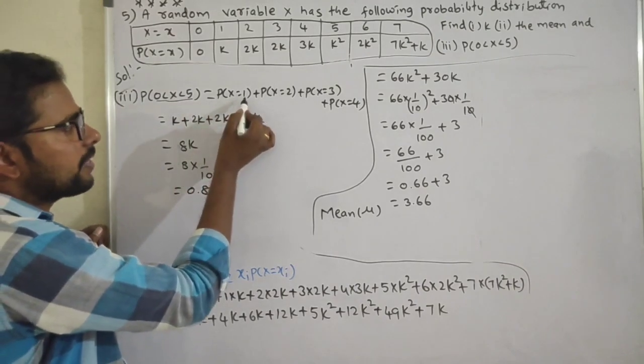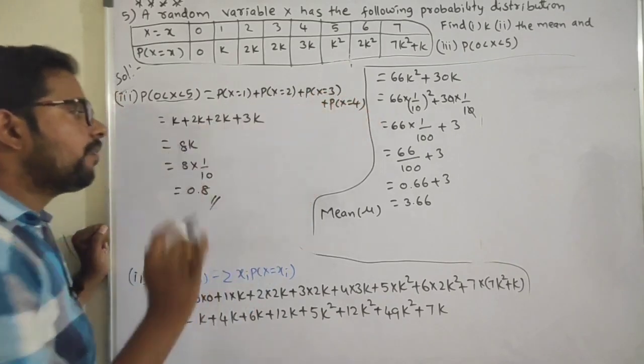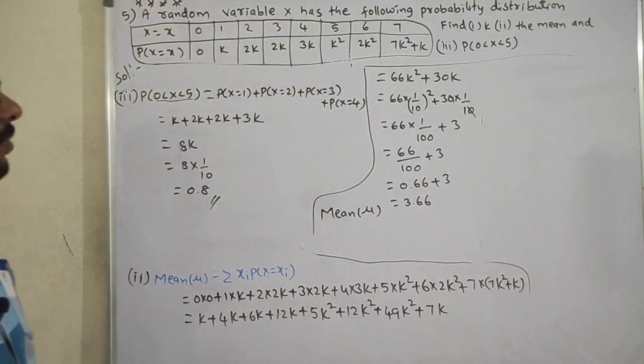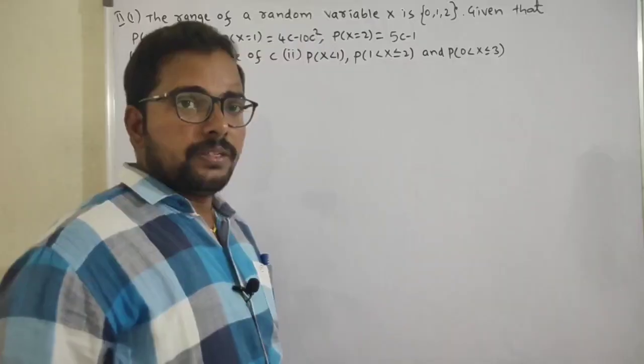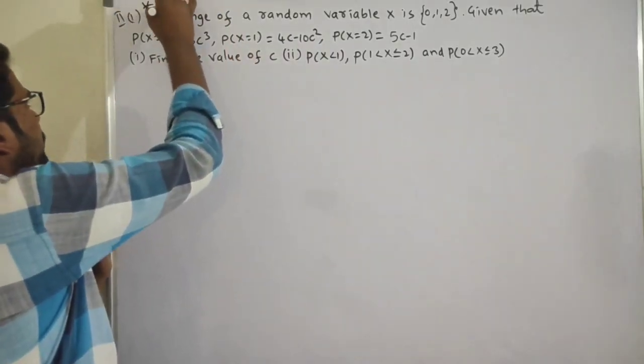P of x equals 1, x equals 2, x equals 3 and x equals 4. This is the solution of the fifth question. Now the second bit, first question. This is a very important long question.